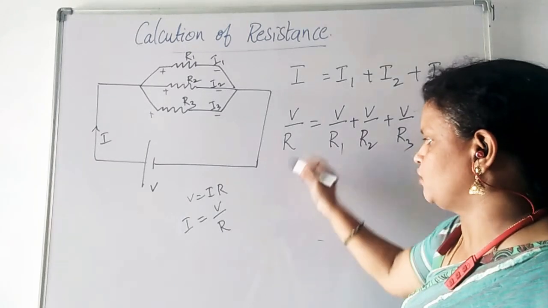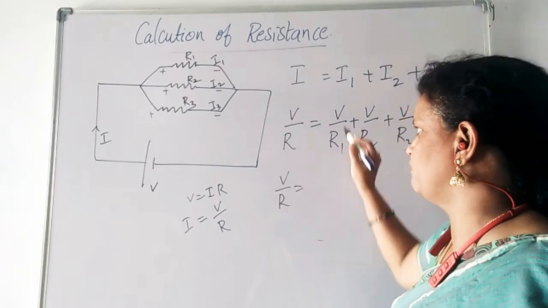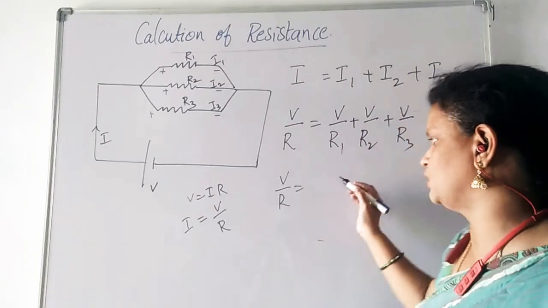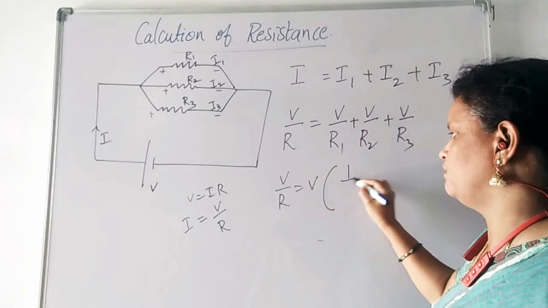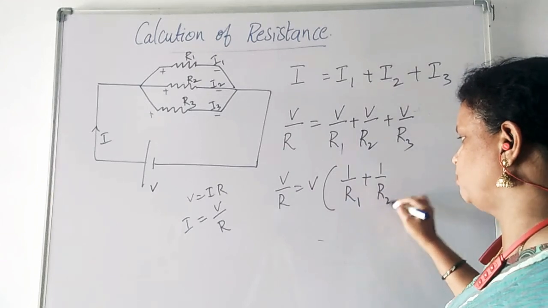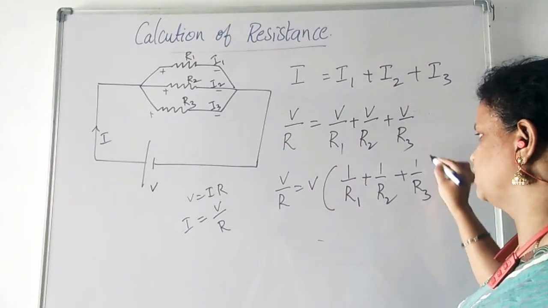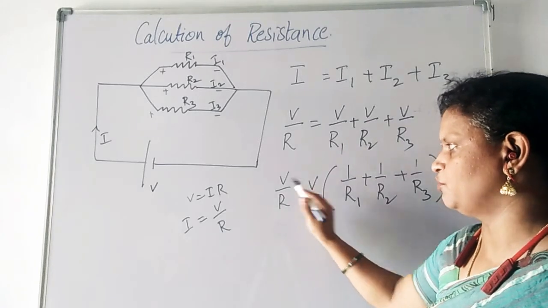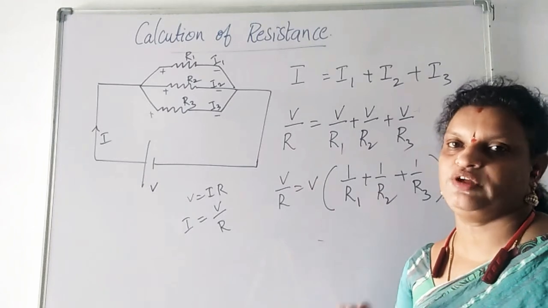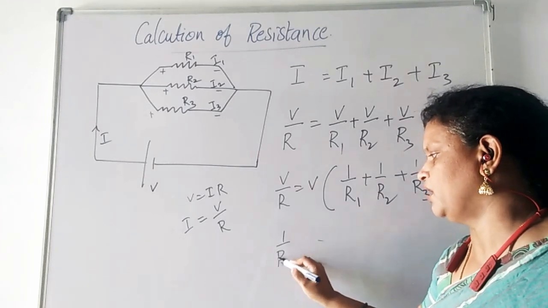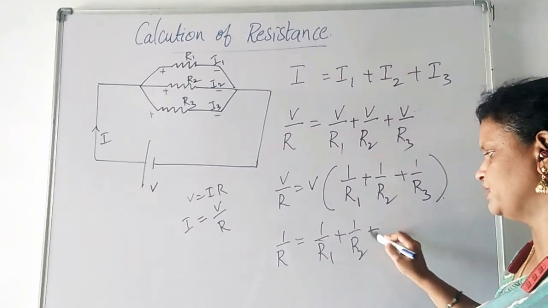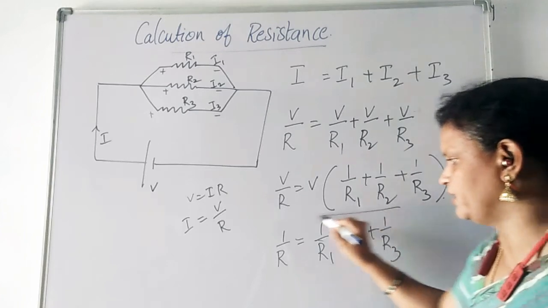So V by R is equal to V by R1 plus V by R2 plus V by R3. Now everywhere we have the same voltage, the V value, so we can take V common. V by R is equal to V into 1 by R1 plus 1 by R2 plus 1 by R3. Now V and V on both sides are the same symbol, so we can cancel that, meaning we are dividing both sides by V. Then we can write 1 by R is equal to 1 by R1 plus 1 by R2 plus 1 by R3.